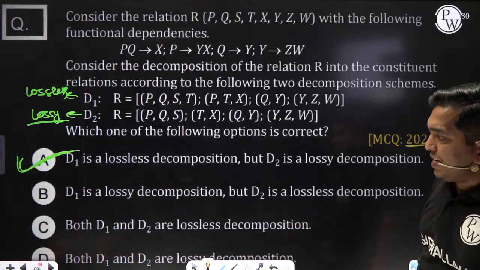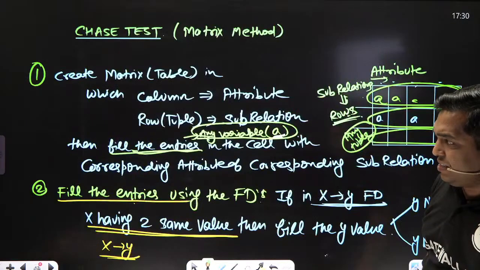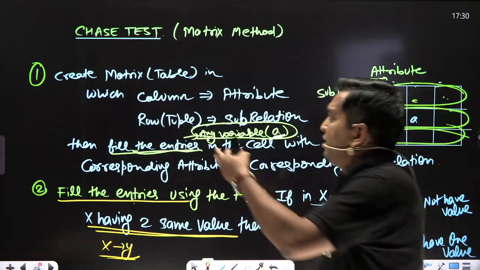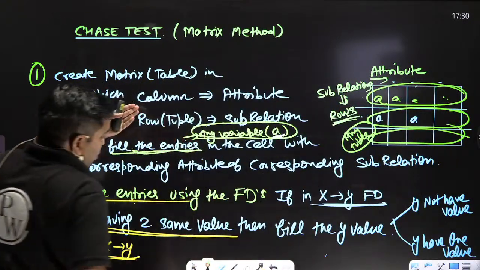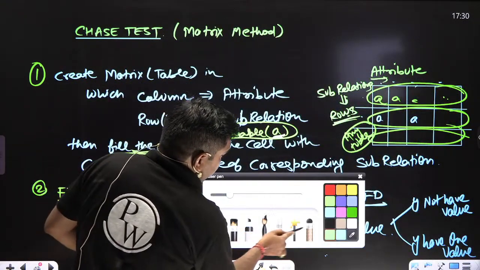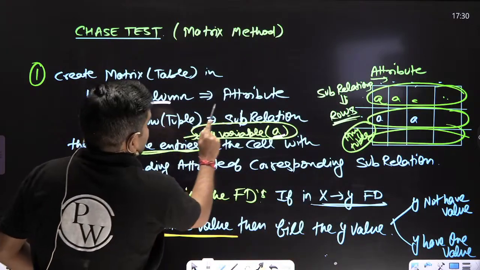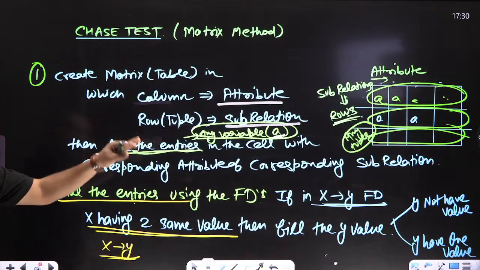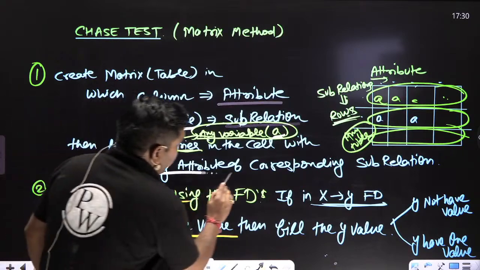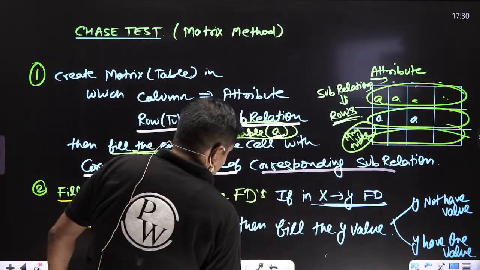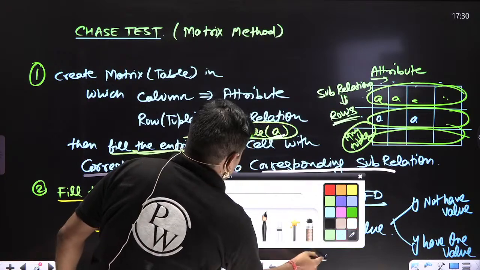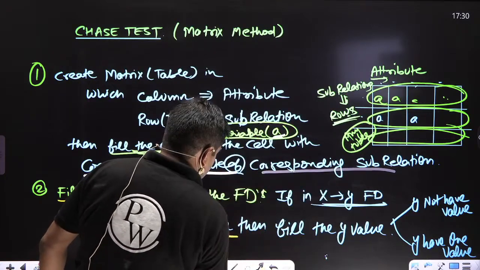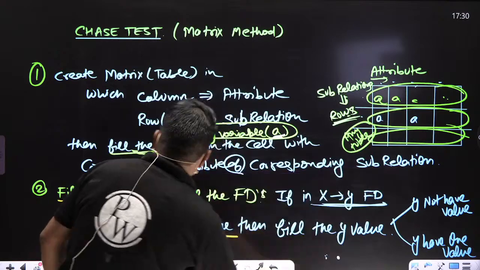This is the chase test. Now again I repeat the chase test. What is my point? First of all, create a matrix, a table in which columns represent the attributes, and tuples represent the subrelations. Then fill the entries in the cell with the corresponding attribute of the corresponding subrelation. I hope you are getting it.